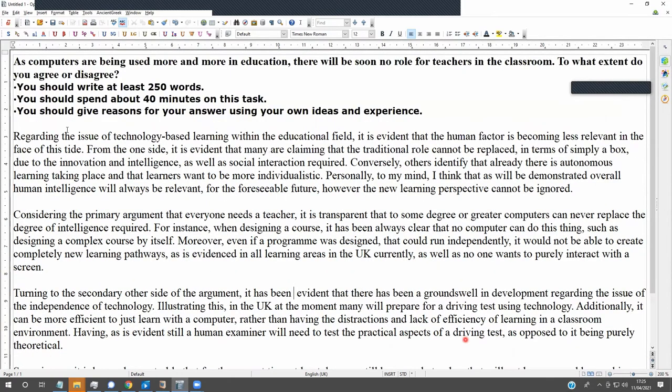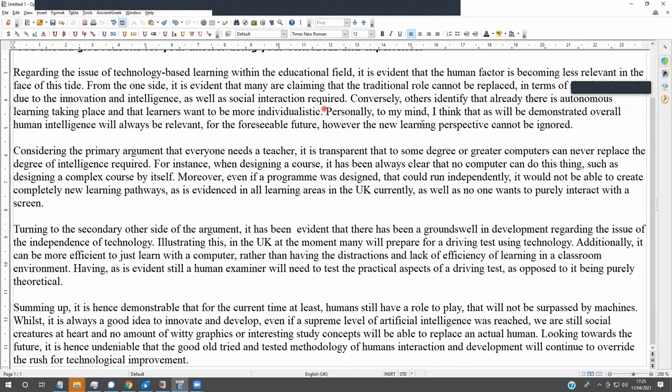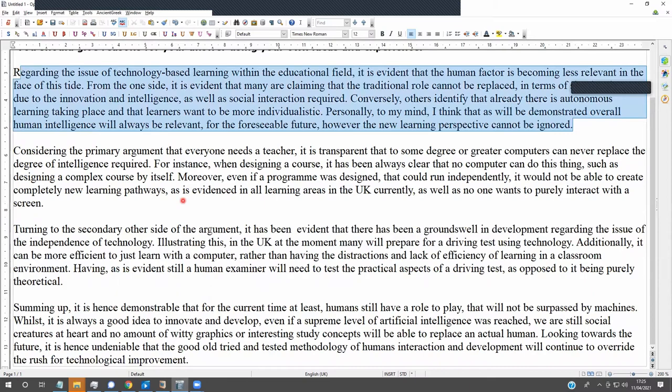Okay, so basically what I did was I introduced the topic here and I gave my opinion. I don't normally teach my students to necessarily write the opinion, but I think it's a style I've seen recently, so I just have to incorporate it now. But I may not actually do that if I took the exam myself today.